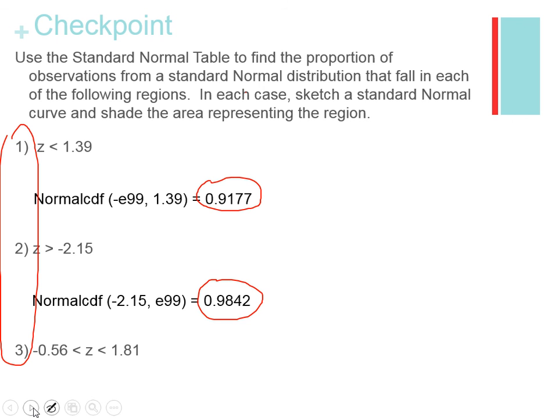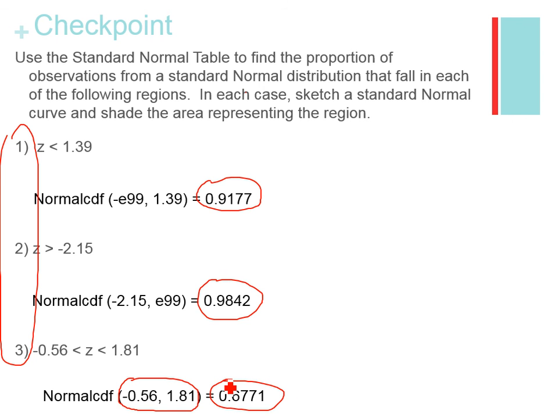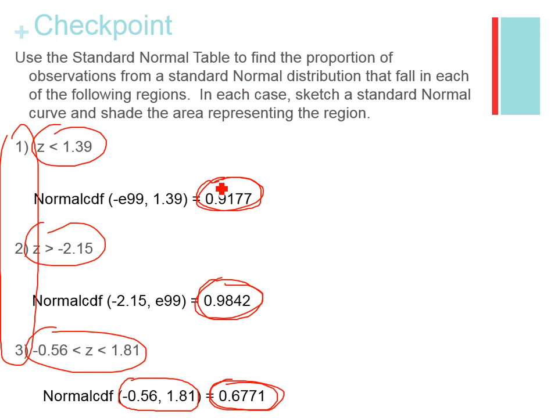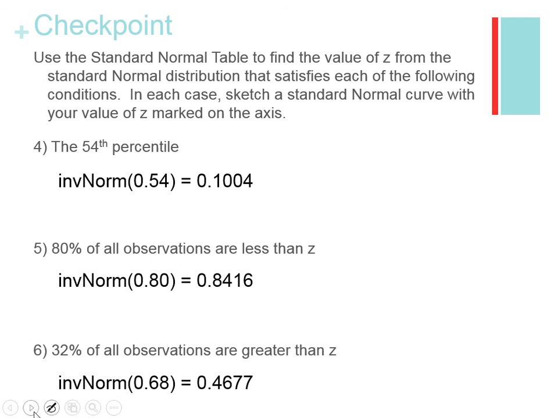And then number 3, also a normal CDF problem. I want to know the normal CDF from 0.56 to 1.81, and that's what you get there. Just remember, normal CDF is used when we know what the z-scores are and we want to know the area under the normal curve based on those given z-scores. The other part goes in reverse. We have the percentages and we want to know the z-score for that area that's under the curve.